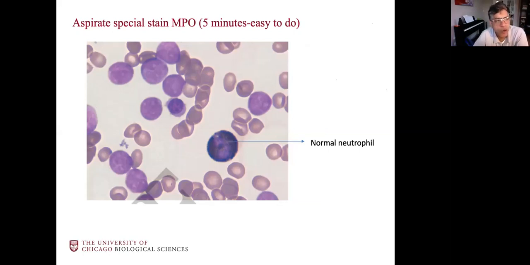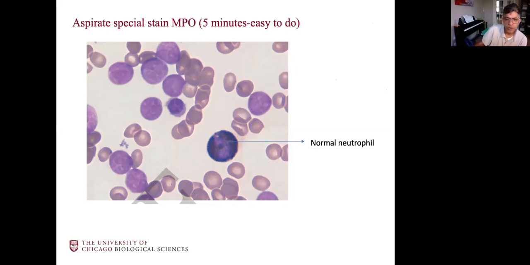This is a special stain called MPO. Anybody know what MPO is? This is a short form. Myeloperoxidase. Very good. This is a very simple, easy, cheap stain to do. And it takes 5 minutes, just dipping in 2 solutions. And if you are able to go to the lab in the middle of the night, it's a stain that's worth knowing to do, even if you're not a pathologist, because it can make a big difference in certain leukemias.